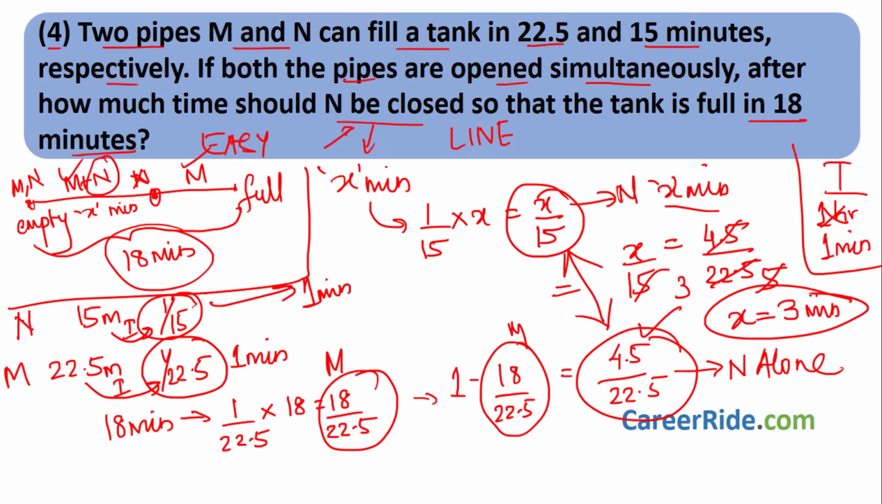That means N has to be closed after 3 minutes so that the entire tank gets filled up in just 18 minutes. Right? See how easy it was. Just invert, find the 1 minute work and draw the line diagram.